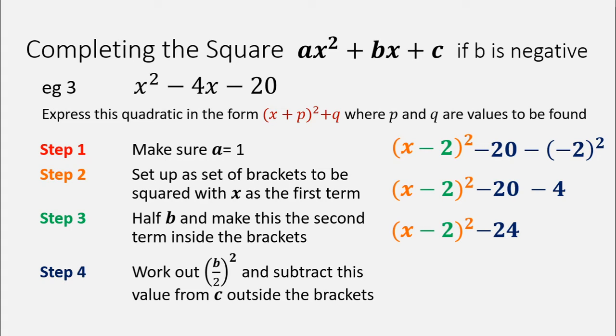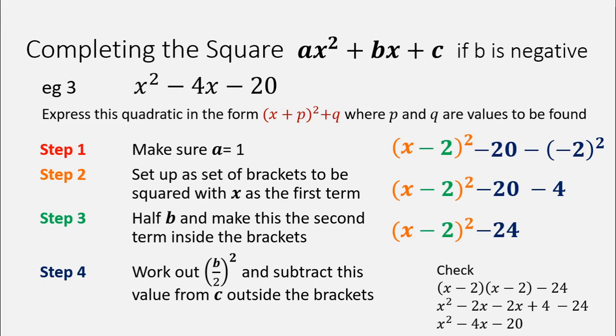Minus 24. Okay, now again, this doesn't look much like what we started with. So you're going to want to check this at least the first few times you do this to make sure you've done this correctly. Let's expand those brackets out. X minus 2 times x minus 2, and the minus 24 outside, as it wasn't a perfect square. So expanding those brackets, it's going to be x squared minus 2x plus 4, minus the 24, that's going to be x squared minus 4x minus 20. Exactly what we wanted. Great.